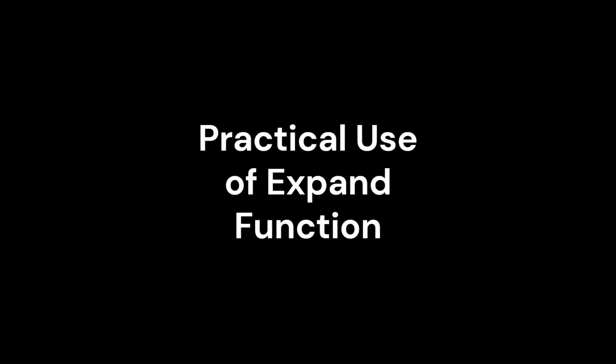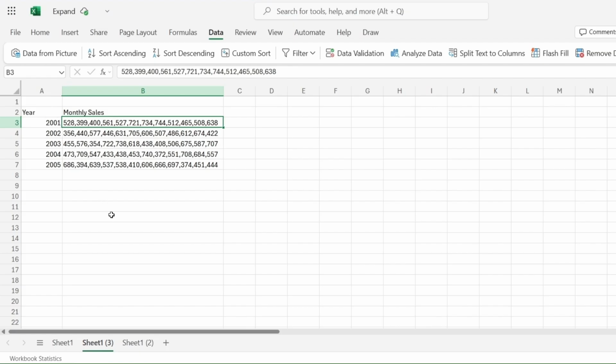Practical use of the EXPAND function. Here we have received monthly sales data from 2001 to 2005. However, the January to December monthly data is clubbed in one cell, separated by commas. In an old-fashioned way, we can use the text-to-columns feature to segregate the data into 12 columns. Today, I'm going to show you another way to segregate the data using the EXPAND function.